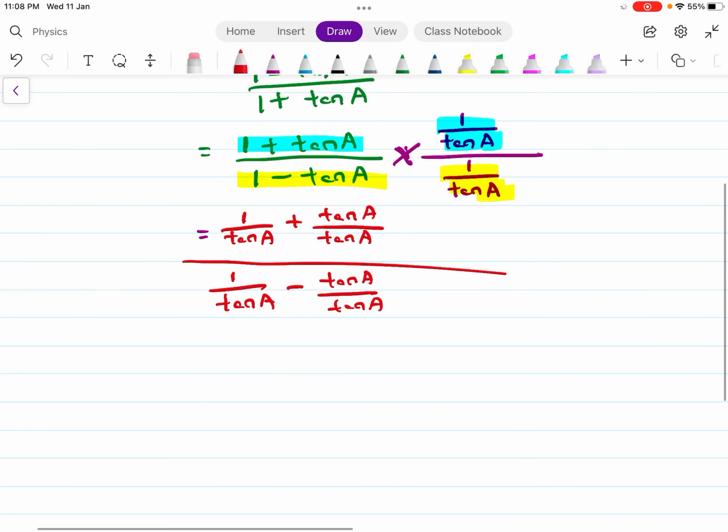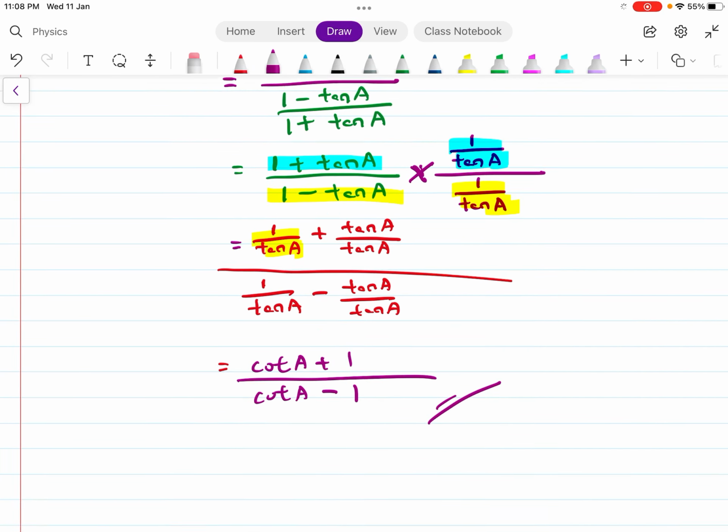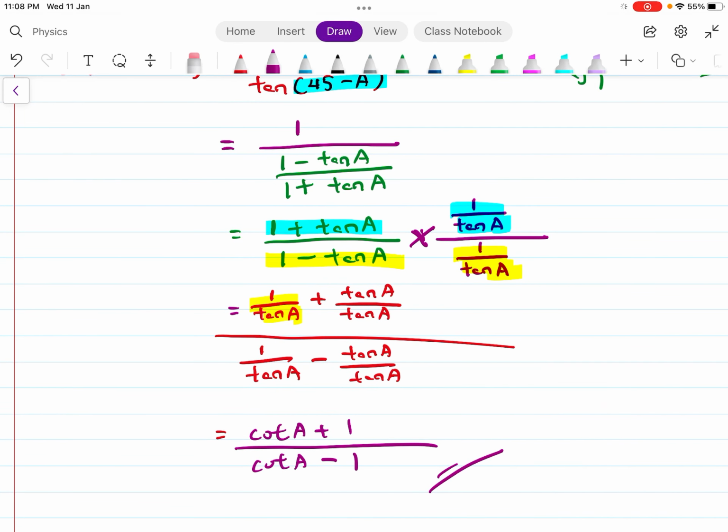So you can see that roughly the form is out already, right? Look at the top. The top is 1 over tan A, so this will be cotangent A. Then the second term, tan A over tan A, is plus 1. Likewise for the bottom, 1 over tan A is cotangent A, then the bottom will be minus 1. So it's proven already. We have encountered many such questions where we need to multiply by something. This step is the important one: we want to multiply by this in order to get the form that we want.